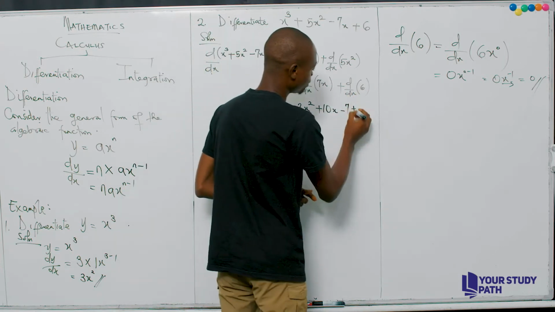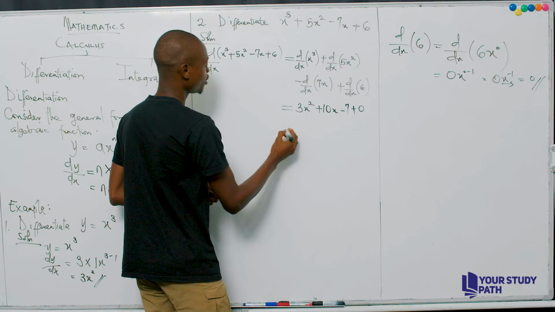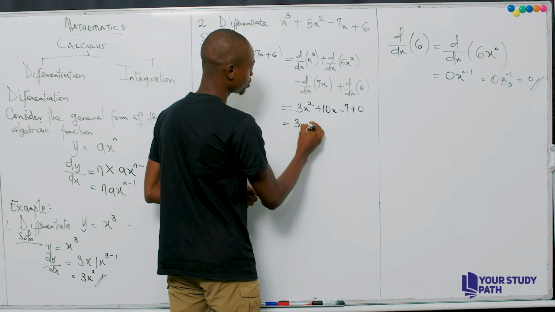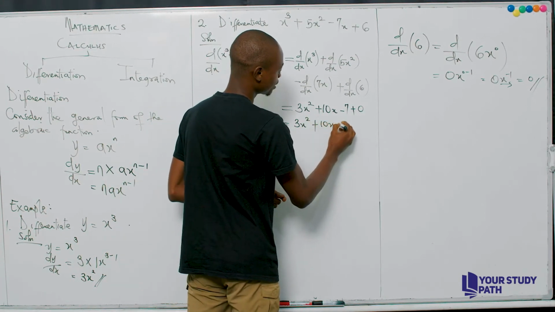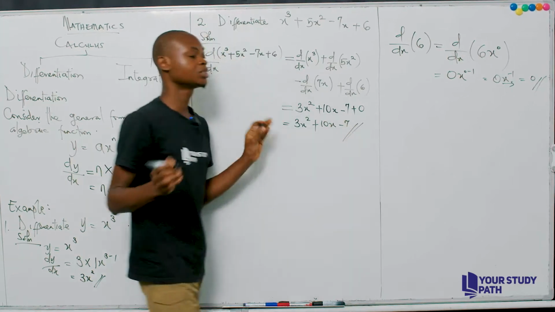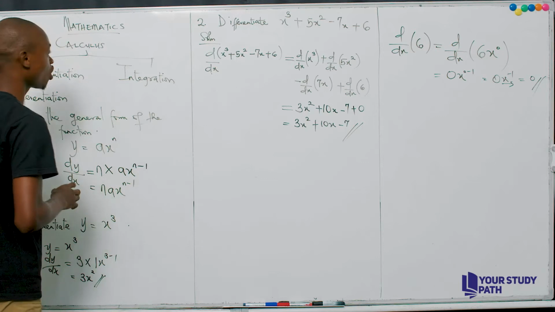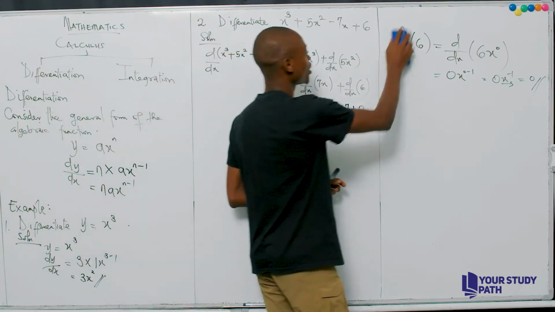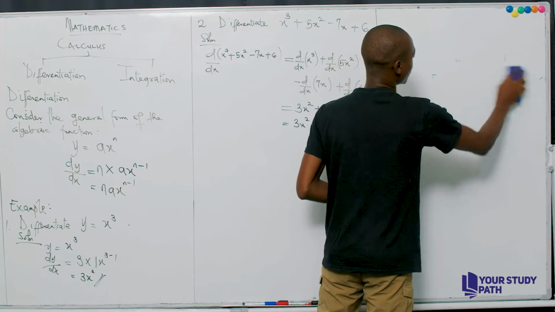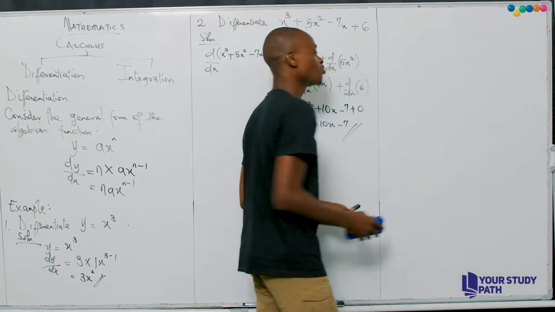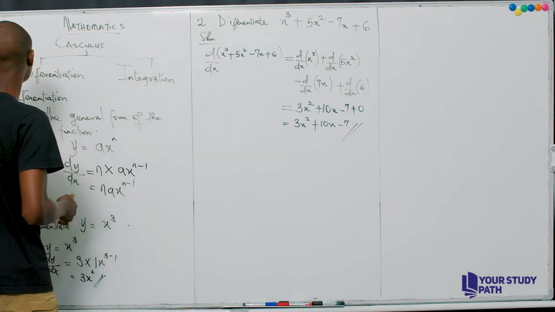So differentiation of 6 here will simply give us 0, and then your final result will simply be 3x squared plus 10x minus 7. Simple and straightforward. This is how to solve differentiations where you have a combination of algebraic functions. You must do well to keep this in mind.